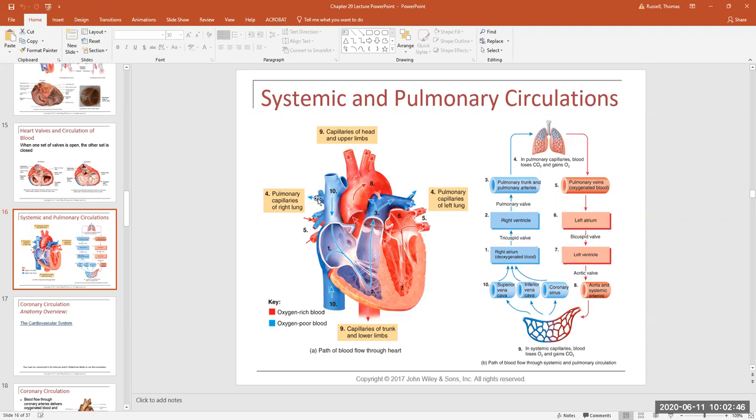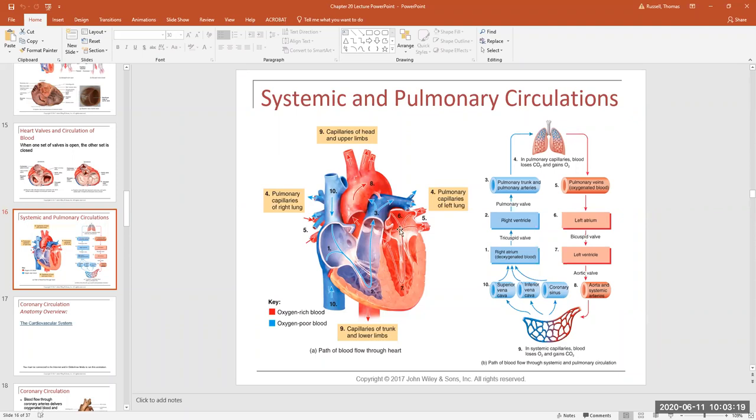And the right pulmonary artery sends blood to the right lung. Then you breathe in and out. You load the blood with oxygen. You remove the CO2. And that freshly oxygenated blood returns from the lungs to the left atrium via four pulmonary veins. Two from the left lung drain oxygenated blood into the left atrium, and two from the right lung drain oxygenated blood into the left atrium.